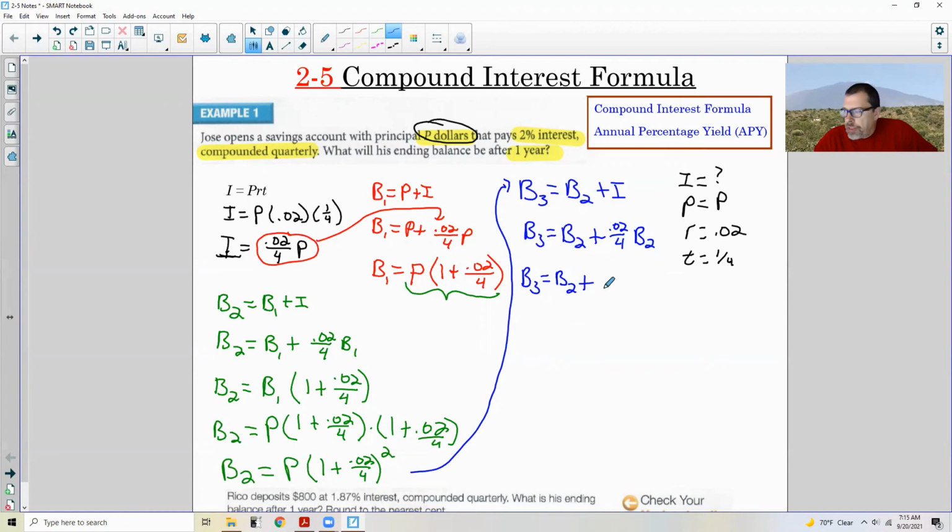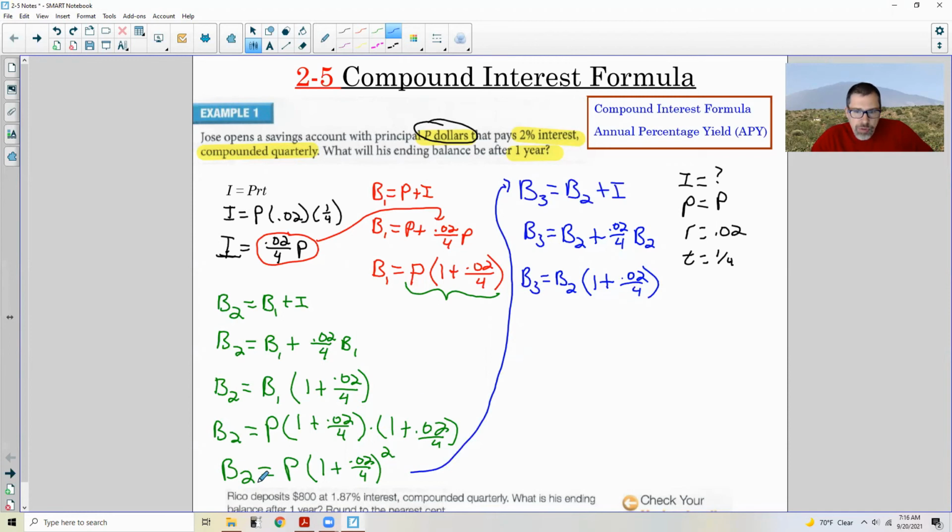This is going to be, here, let's do it this way. Let's factor out the B sub 2 first, like we did before. So if I factor out a B sub 2, we're going to get 1 plus 0.02 over 4, since 0.02 over 4 times B sub 2 is just going to be 0.02 over 4 B sub 2. So when I distribute this, B sub 2 times 1 is B sub 2. B sub 2 times 0.02 over 4 is 0.02 over 4 B sub 2. So now we have B sub 2 here as this. Okay, so, well, what is that?